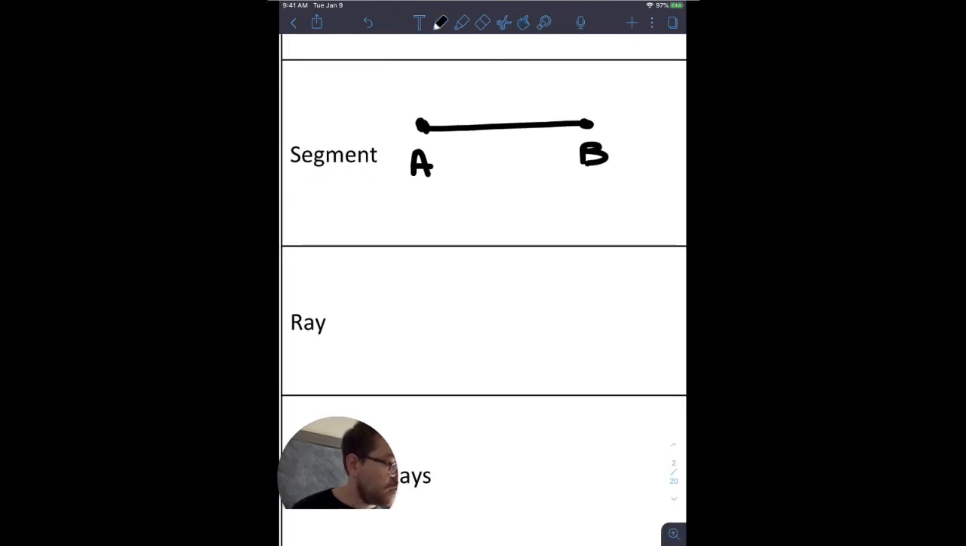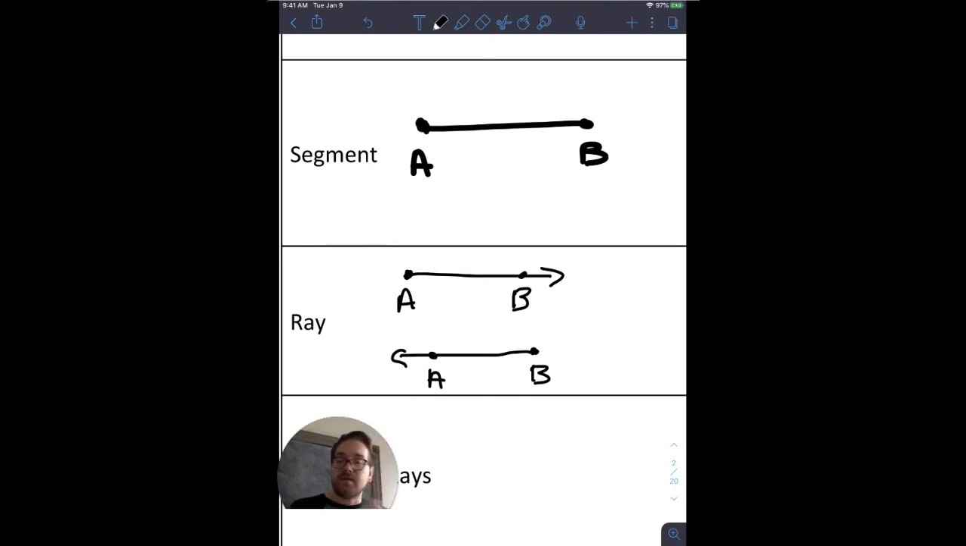Okay, a ray could look like this. It has a single endpoint and then extends out in one direction. So it has an endpoint at A and then all the points in that direction on the same side of A. So all the points on the side of B would also be on the ray. But it could also look like this, have an endpoint at B and extend out this way. So that is also a ray.